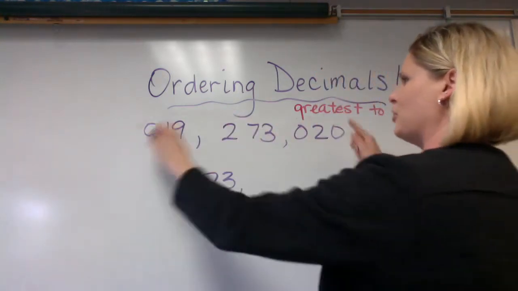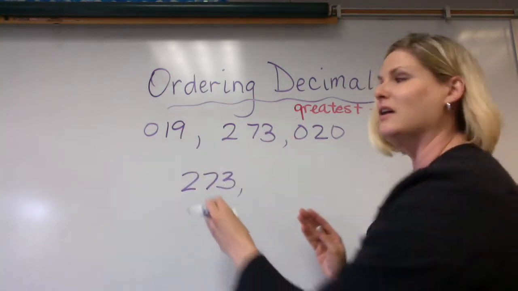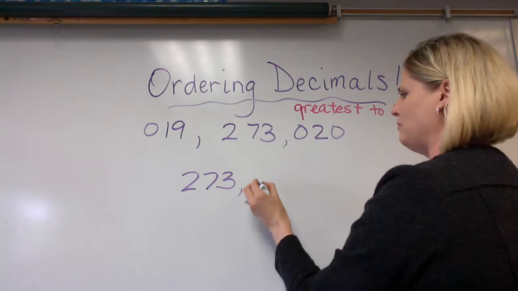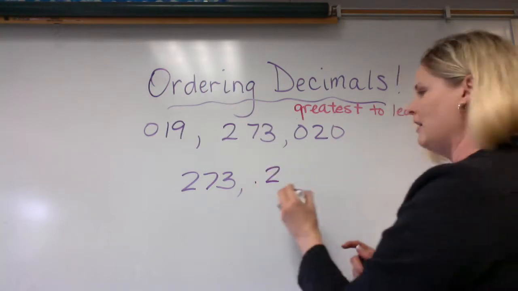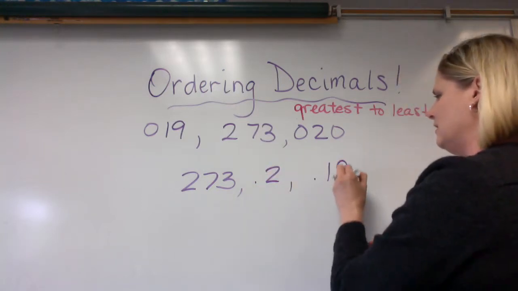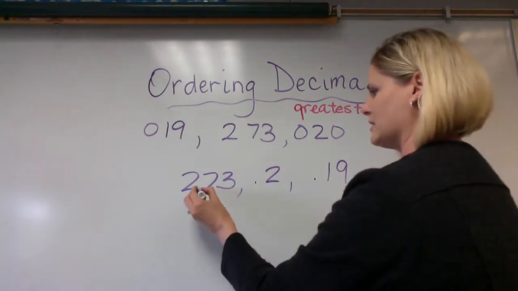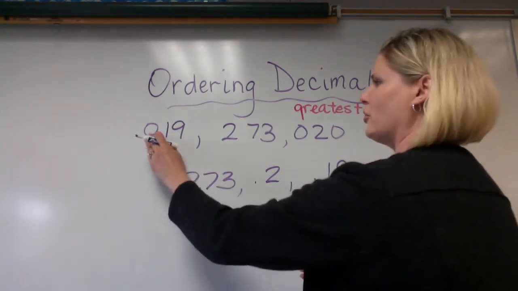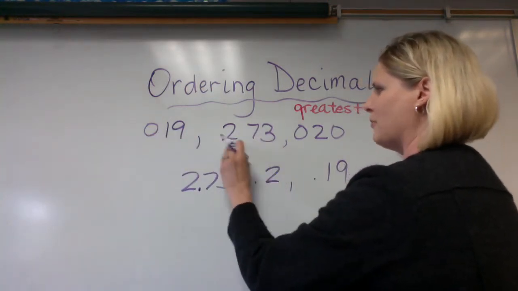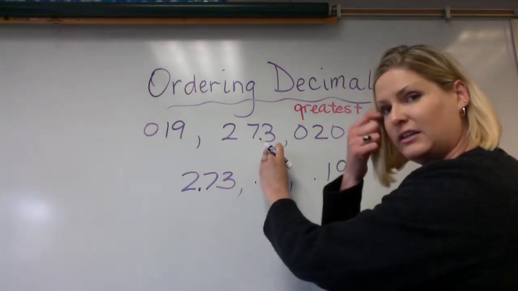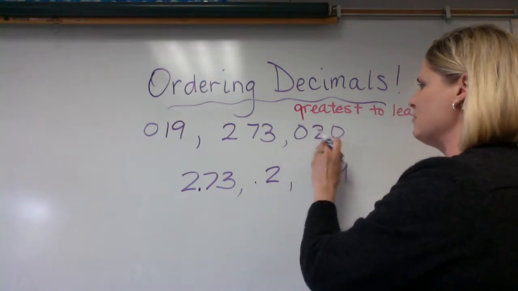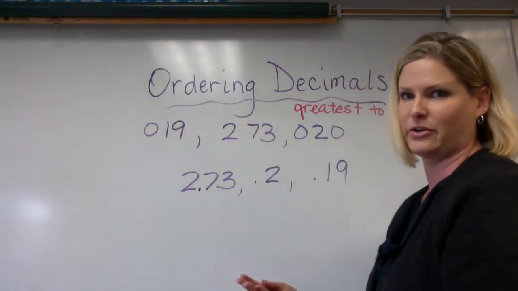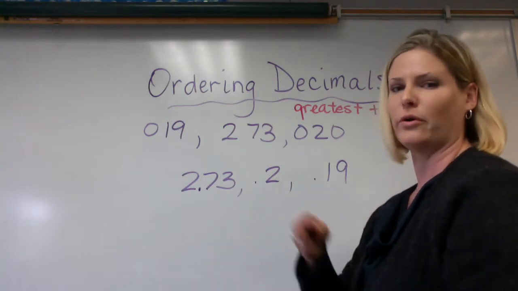So once we put our place markers in there, we can clearly see that 19 is smaller than 20. So our next number would be 2 tenths, and then our last number would be 19 hundredths, and then we put our decimal back in that number as our final answer. So make sure you take whatever the largest number is with the most place values filled in, and put the zeros as placeholders in for the other numbers, and then it will be clear to you what order it should be in.